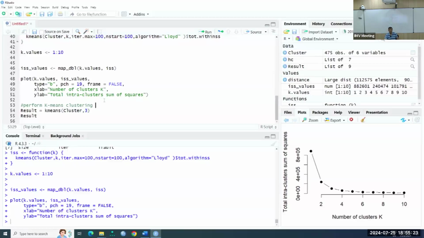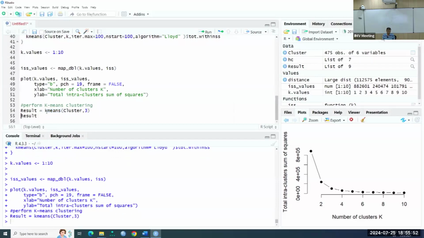If you can see here, I am running the code: results is equal to the k-means function. My data is cluster, and how many segments did we get? On the basis of hierarchical cluster analysis, the dendrogram and the elbow method, we came up with 3 optimal clusters. So I will write 3 here. So result is equal to k-means cluster 3. Just run this and click on result.